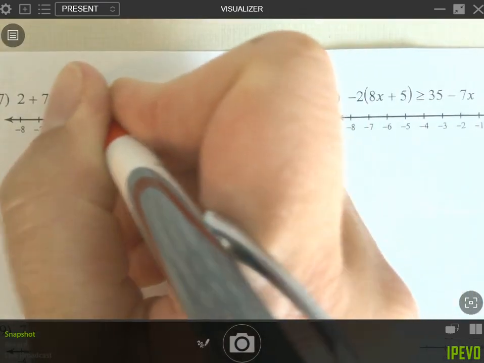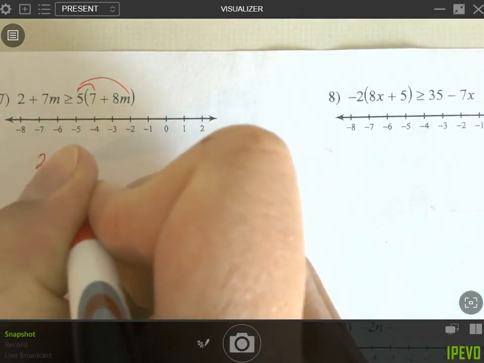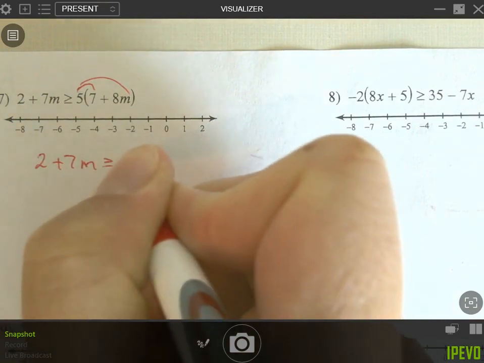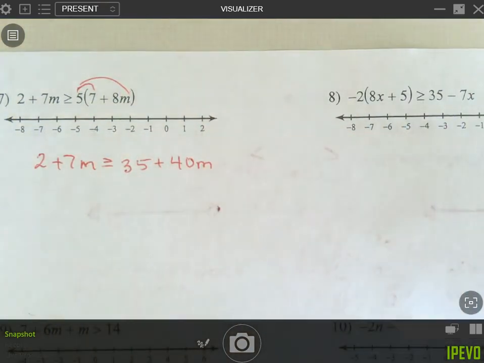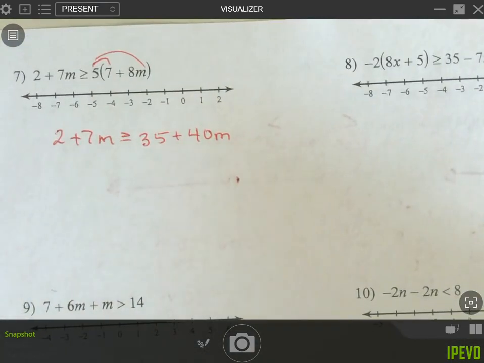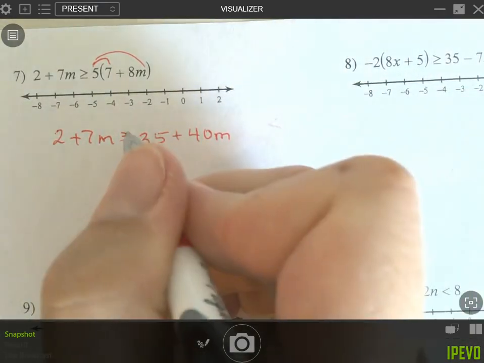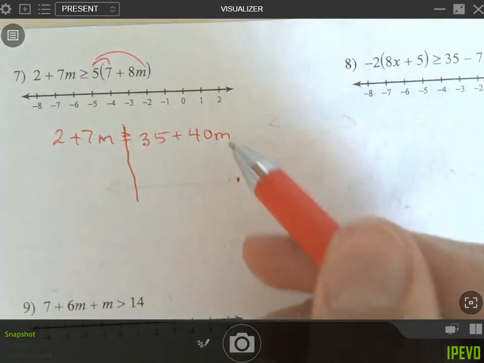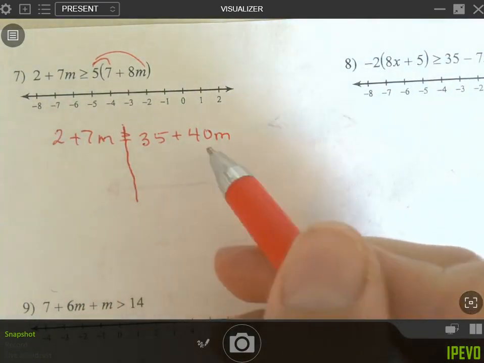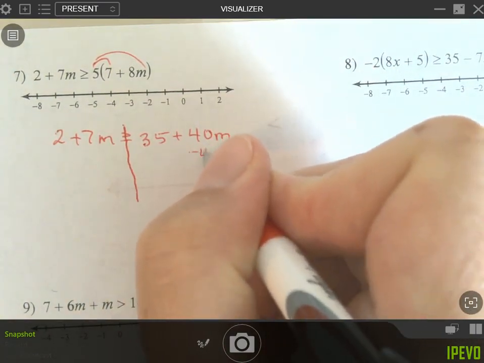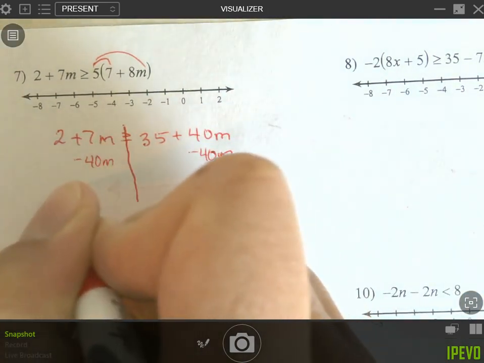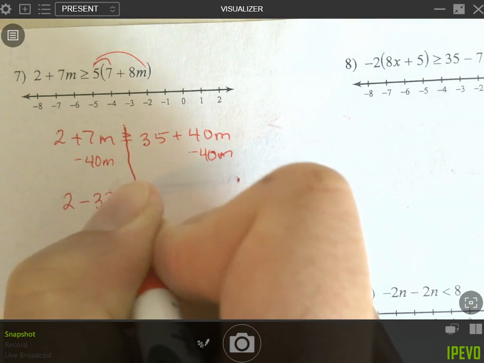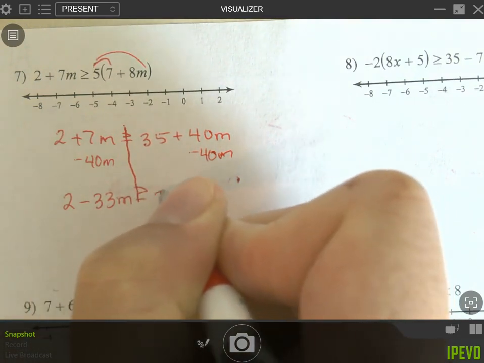We're going to distribute here, and that'd be 2 plus 7m is greater than or equal to 35 plus 40m. Give me a shout out if I screw something up. It is easy to make a simple math mistake. Then this is my choice. I'm going to bring the m over. It's going to be negative, but I'm going to bring that 40 over. But you might have done it the other way. And this would be 2 minus 33m is greater than or equal to 35.